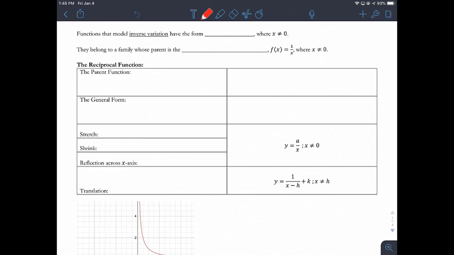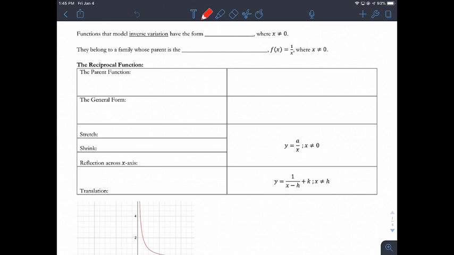All right, welcome to 3.2 video review. Today we're going to be talking about reciprocal functions. We're going to be specifically talking about models that use inverse variation and how we can move those graphs around.